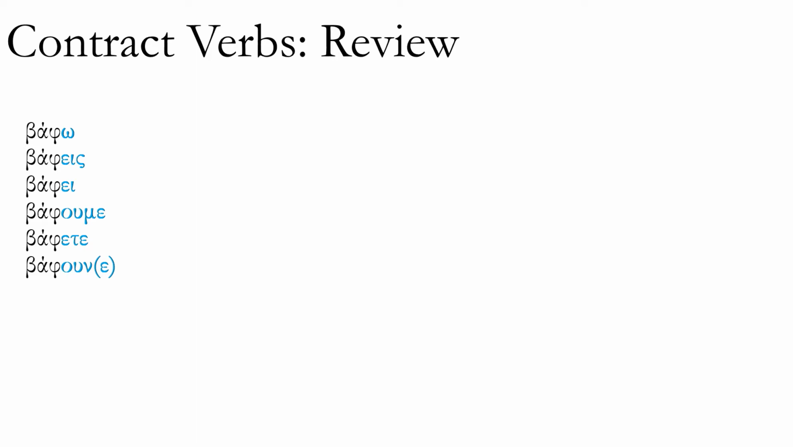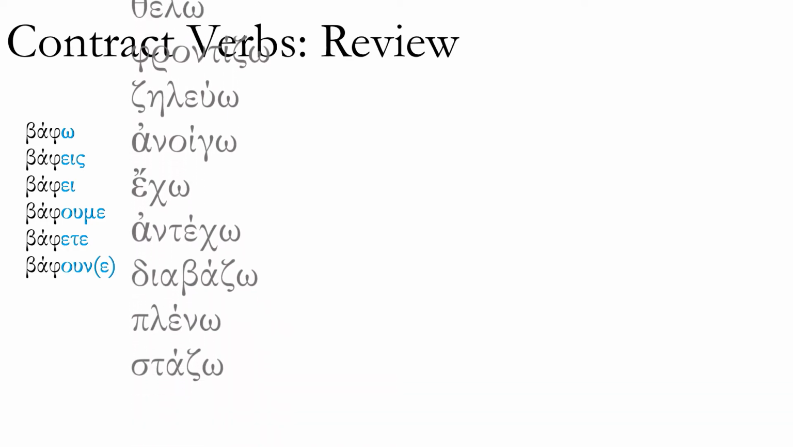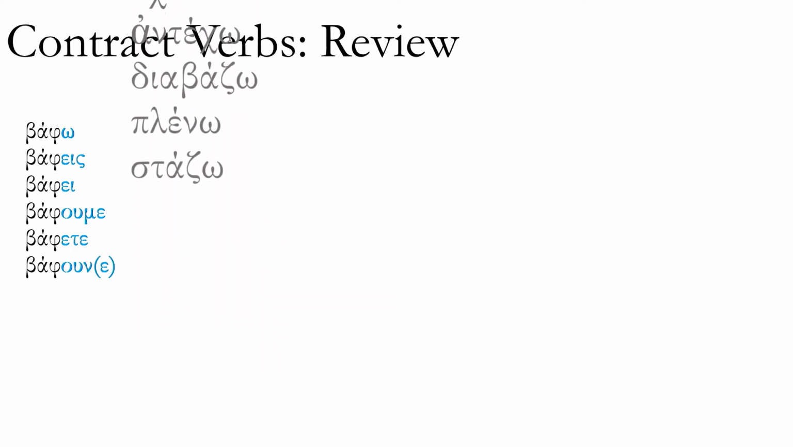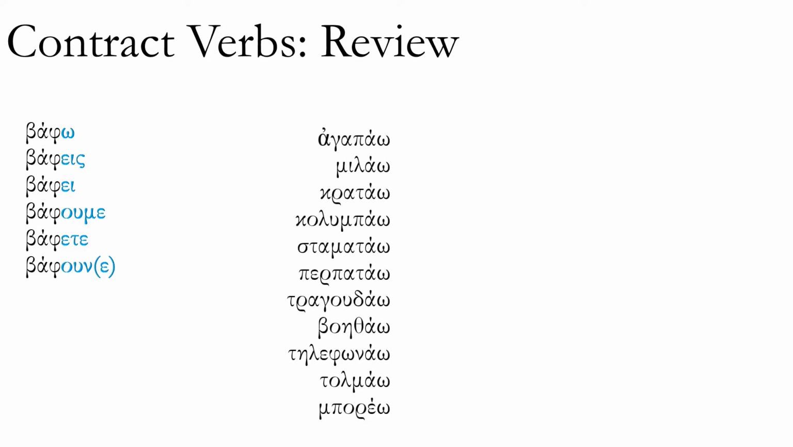And we could go on and on about the list of verbs that use these, but what we want to do is see how they compare. Here's a list of some of these regular active verbs: kano, kelo, frondizo, zilevo, anigo, echo, antejo, diavazo, pleno, stazo. All of them are in the same category of regular verbs. But how do they stack up against the contract verbs? What's the difference and how can we identify them?